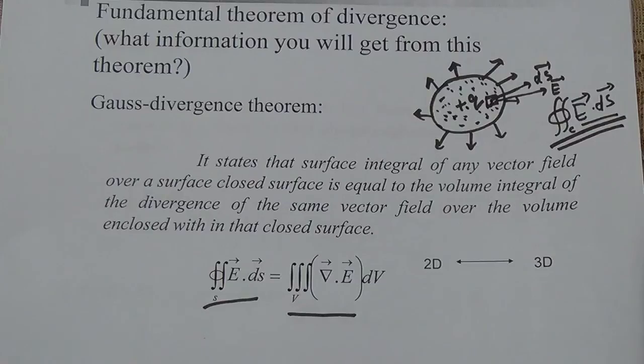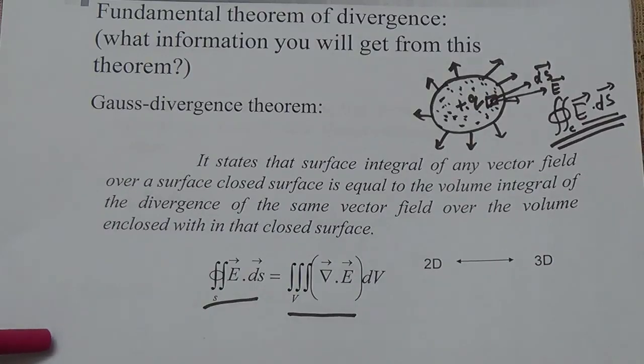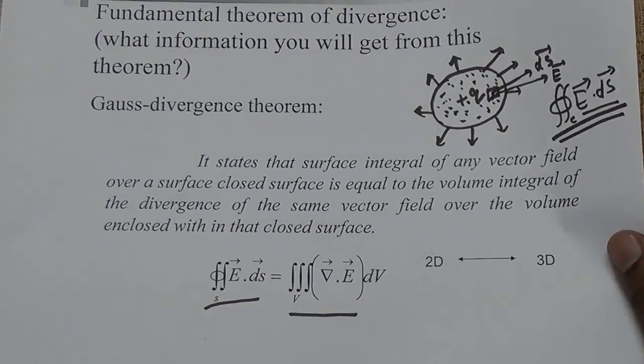Divergence of the electric field basically gives the information about the magnitude of the electric field at a particular point, the amount of electric flux, or if you are using it on the magnetic field, then it will provide the amount of magnetic flux. So this was the first fundamental theorem of the divergence, known as the Gauss divergence theorem.